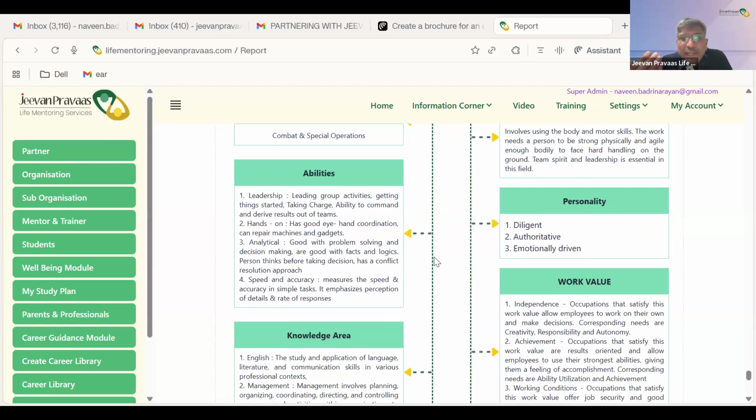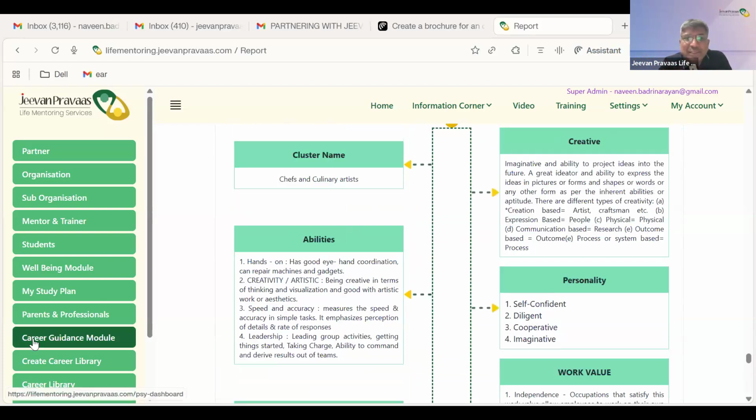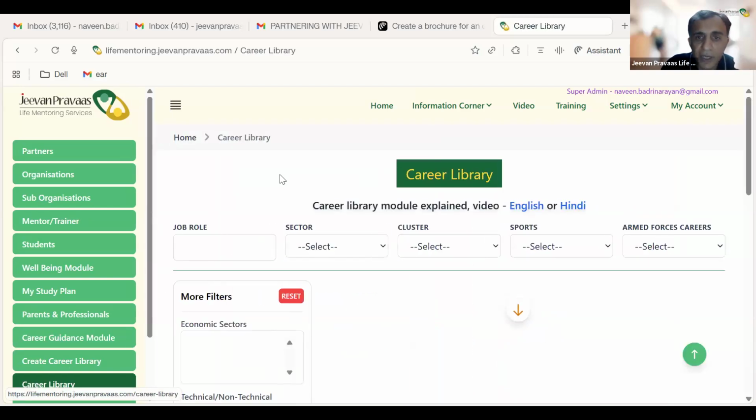So if you feel some career is not there, these are the families. Naveen, if you can just go to the career library and show them the sector and cluster, then they can see it. Yeah. So if you go to the career library, you will see it like this.